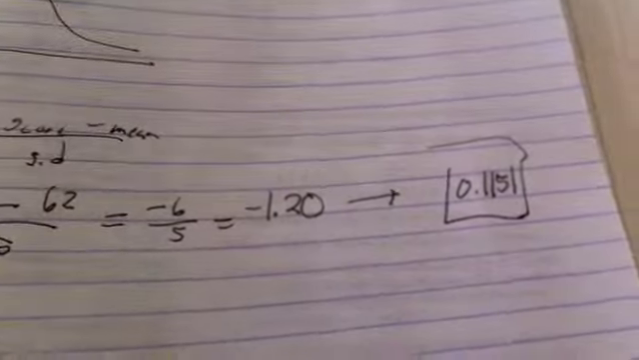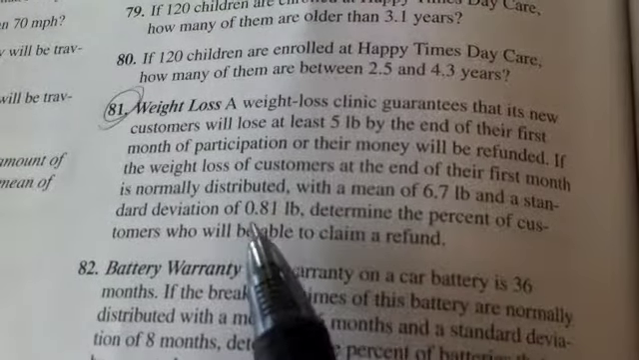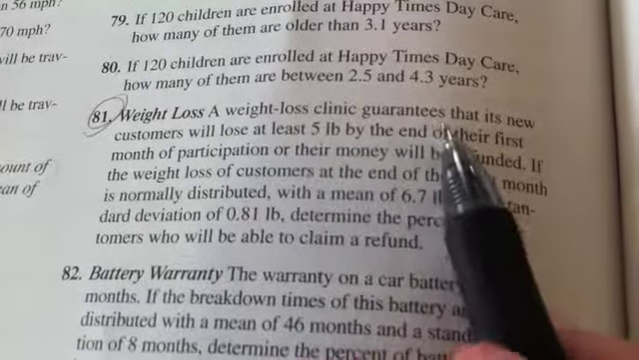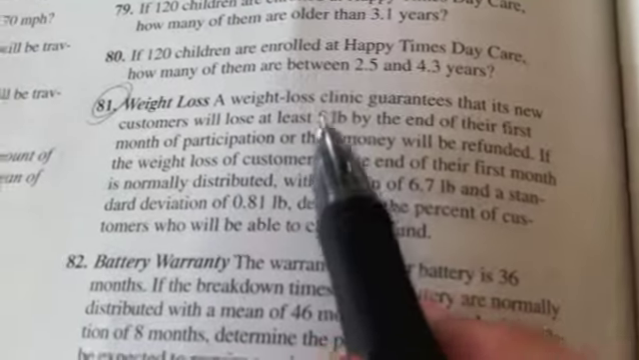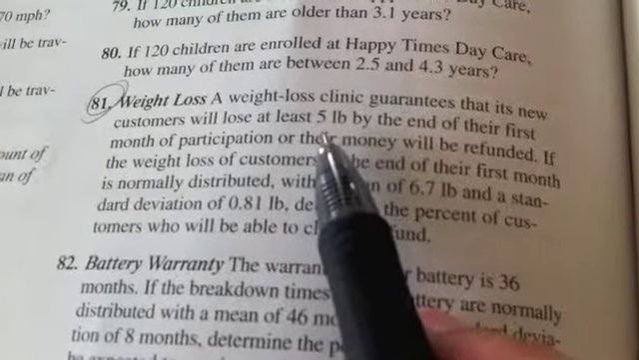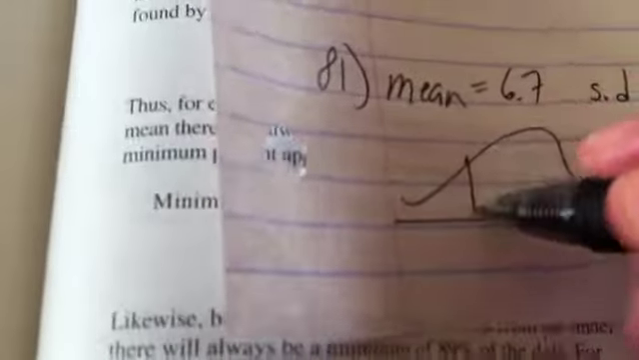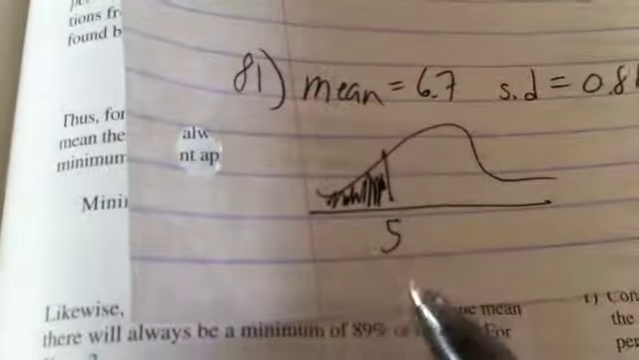that's my probability. Here they tell us we have a mean of 6.7, a standard deviation of 0.81, and they guarantee that they'll lose at least 5 pounds. So if they don't lose at least 5 pounds, they'll get a refund. So the people who get to claim the refund are the people who lose less than 5 pounds. So we want to find how many people lose less than 5 pounds, and they're the ones who are going to get a refund.